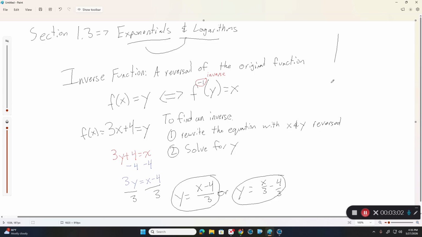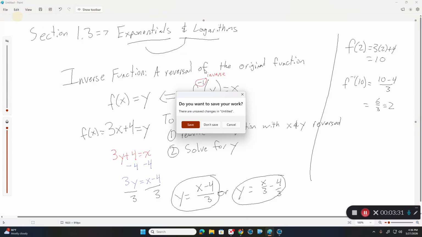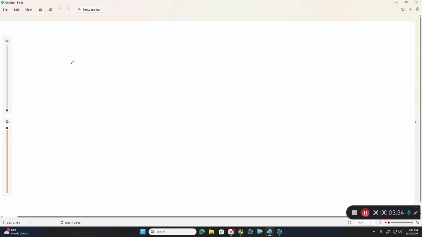To kind of just bring you over here for a second, f of 2 is 3 times 2 plus 4 is 10. F inverse of 10 is 10 minus 4 divided by 3 is 6 over 3 is 2. And so you can see I have properly found the inverse. Now, as we get a little bit further, these are going to become a little bit harder, right? That's what normally happens. But even though they're harder, we can still find them.